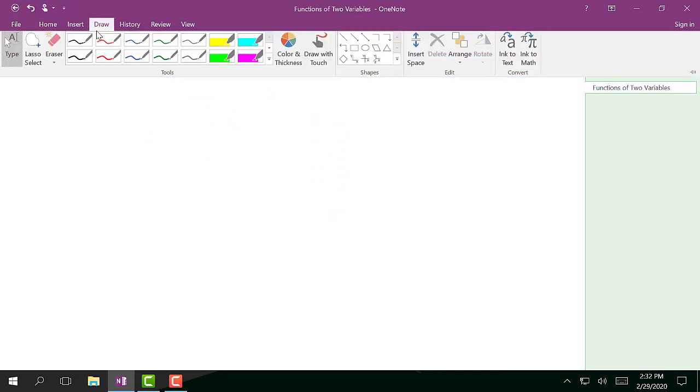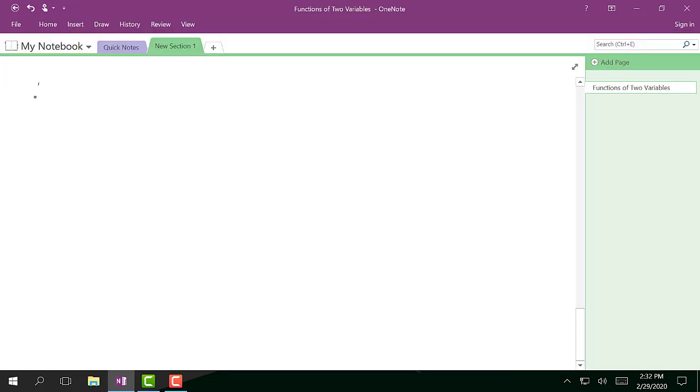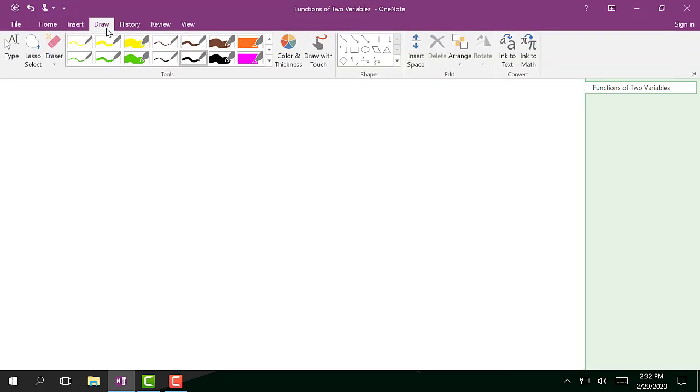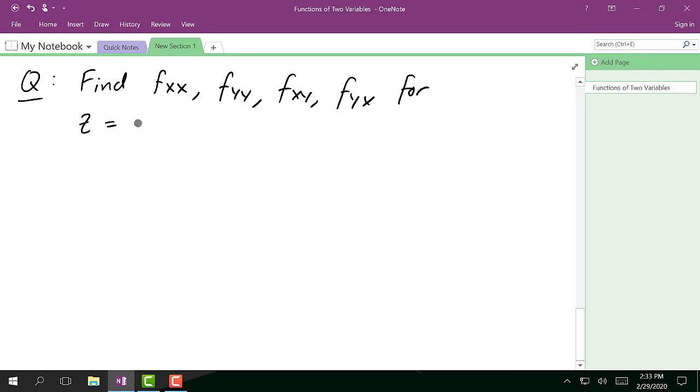Okay, let's see. So our question is going to be, so let's get a nice thick marker. So we're going to find fxx, fyy, fxy, and fyx for the function z equals x times sine of y minus y squared x cubed.